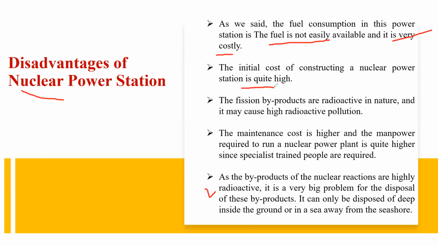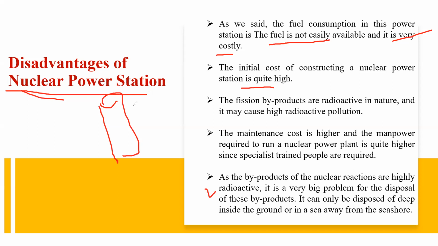Why is the initial cost very high? Because there is the construction of a nuclear reactor, and we need a large space, because if you see the Tarapur nuclear power station, the location of a nuclear power station is always very far away from society. So the space required is very high. And for protection purposes, we invest a lot of money in the building of these nuclear power stations.